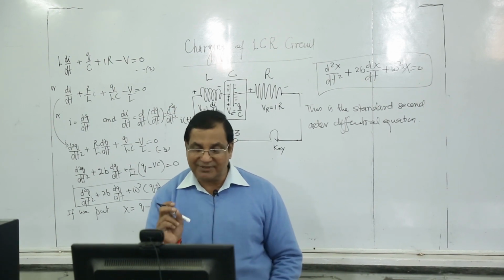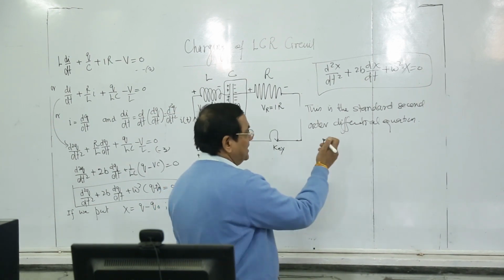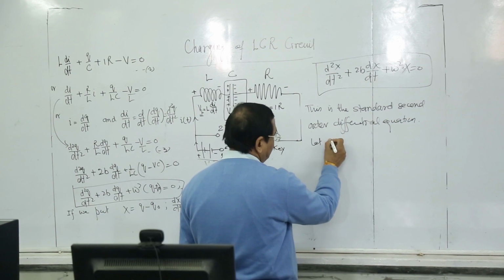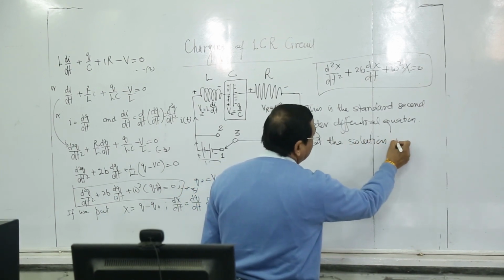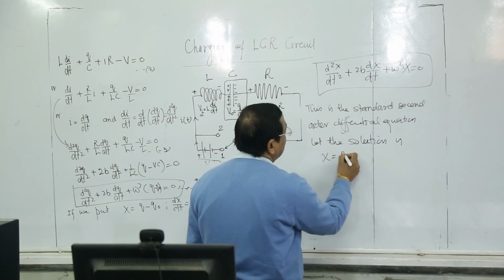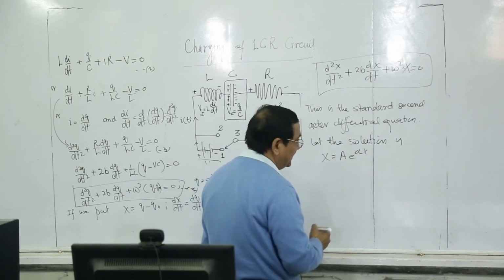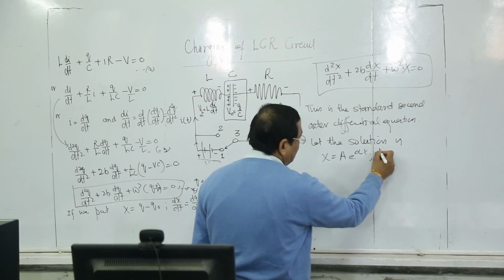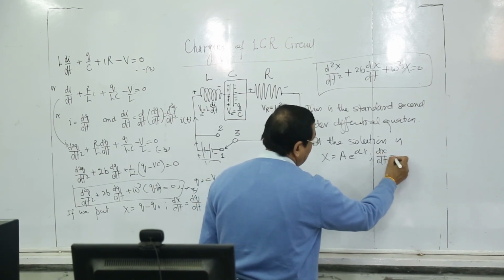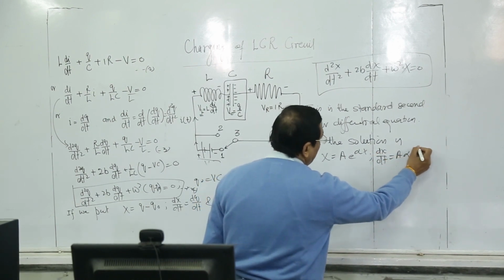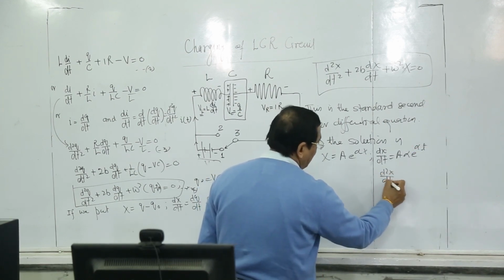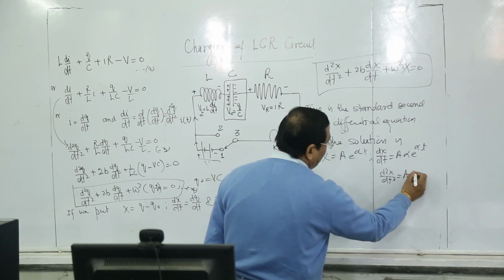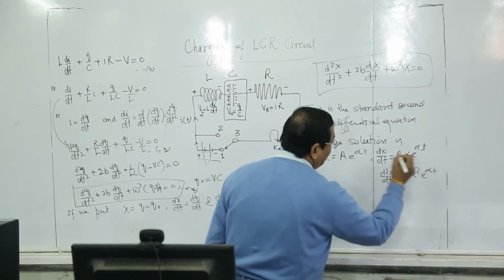I am just giving the concept. Let the solution be x is equal to a e raised to the power alpha t. So dx by dt is equal to a alpha e raised to the power alpha t, and d2x by dt square is equal to a alpha square e raised to the power alpha t.